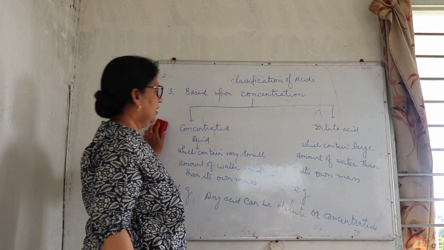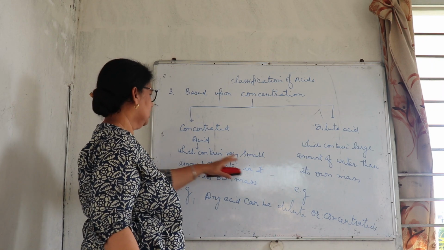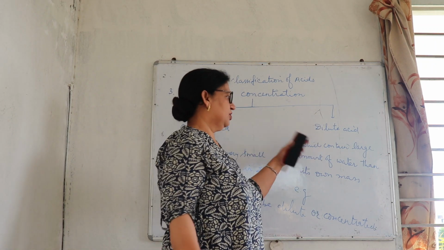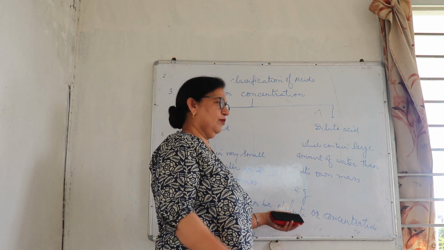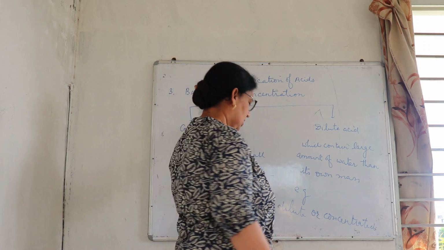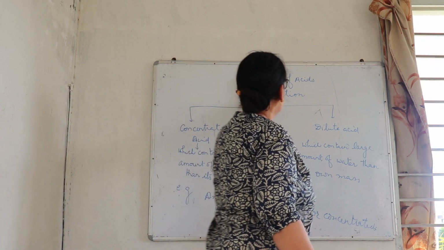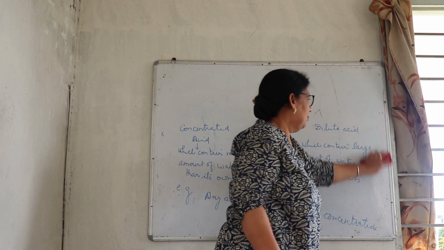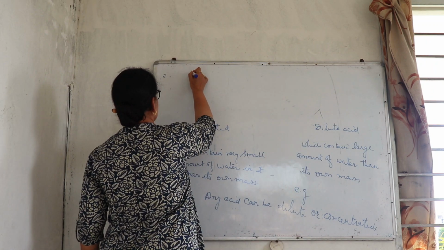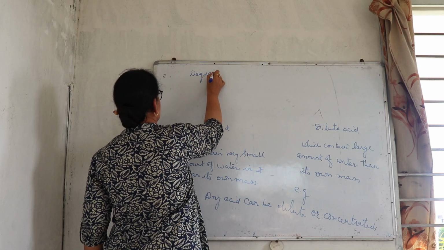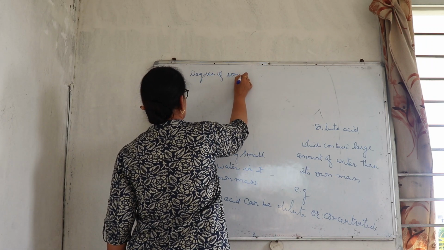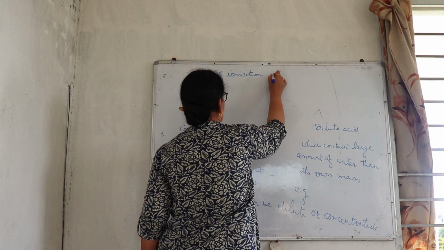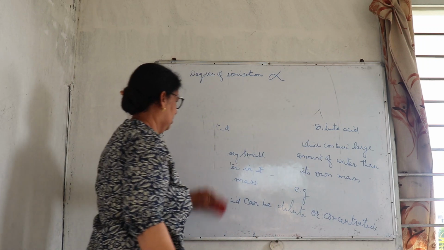How can we say that the acid is concentrated or dilute? When it is having a small amount of water and more of acid in it, that is concentrated acid. And dilute acid is having a large amount of water but a very small amount of acid in it. Up to which percentage? That is to be decided by degree of ionization, and this is represented by alpha, degree of ionization.